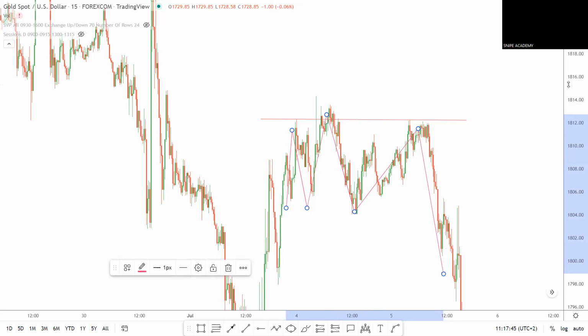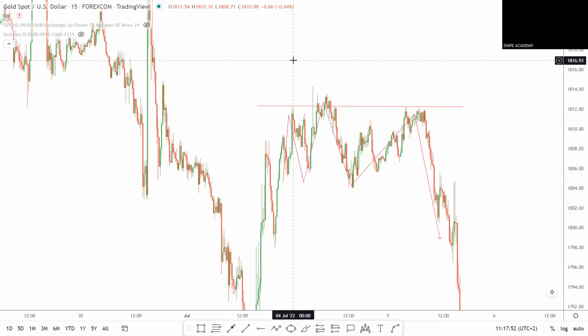So let's keep on. And again, price is also here respecting a support.